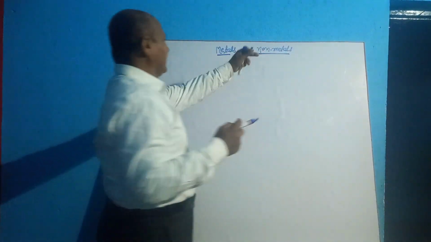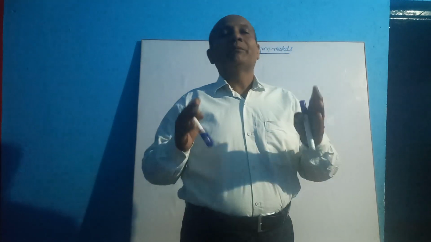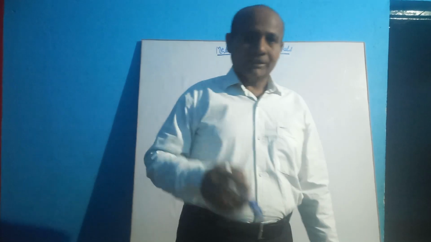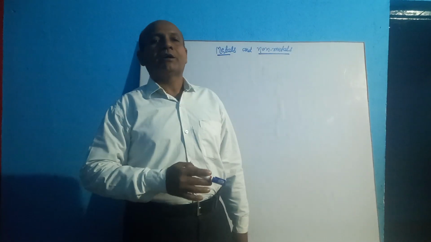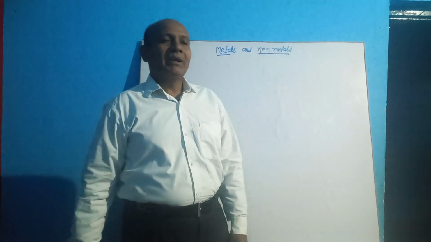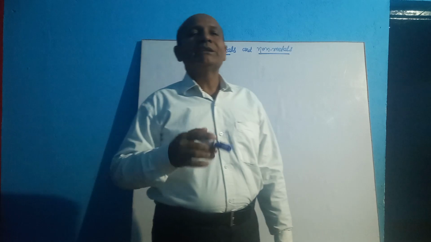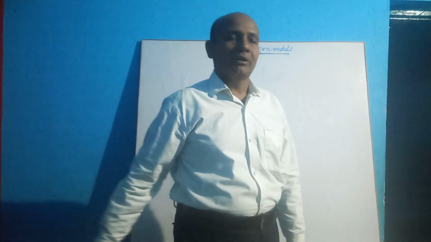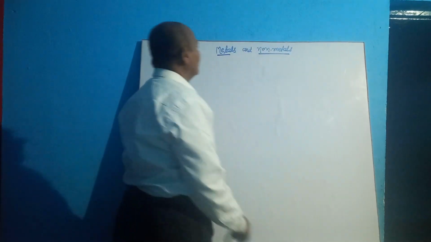Metals and non-metals. There are 118 chemical elements known at present. There are similarities as well as differences in the properties of these elements. Based on their properties, all these elements can be divided into two main groups: metals and non-metals.